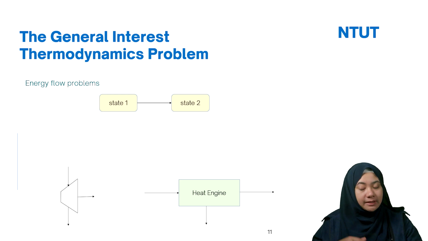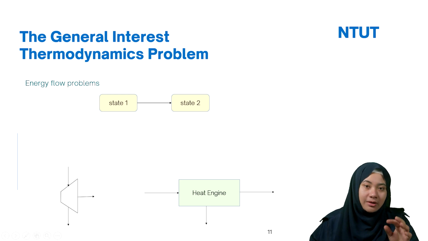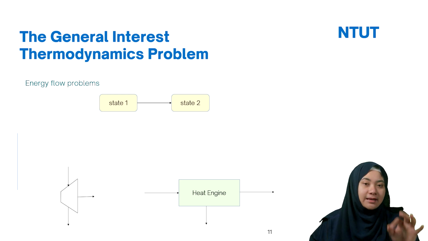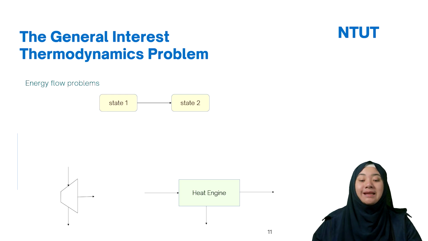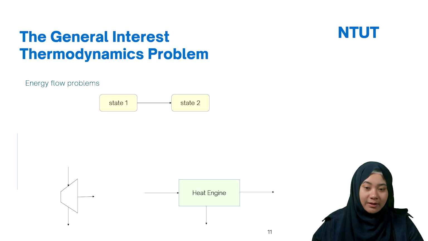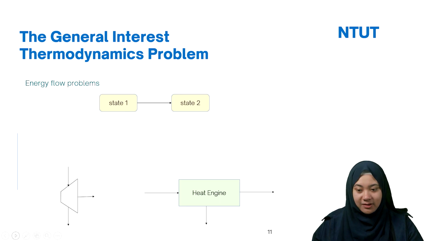For example, here we have a turbine. So you can have the icon of the turbine and then in and out. It will be helpful to calculate, and it's clearer. So please don't forget, always sketch. This is the first step.